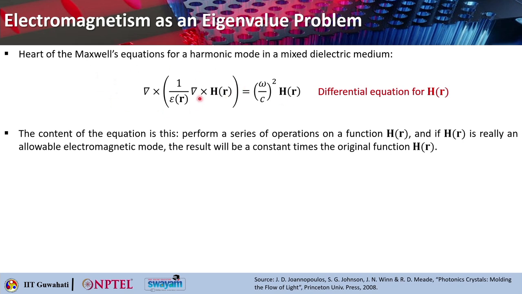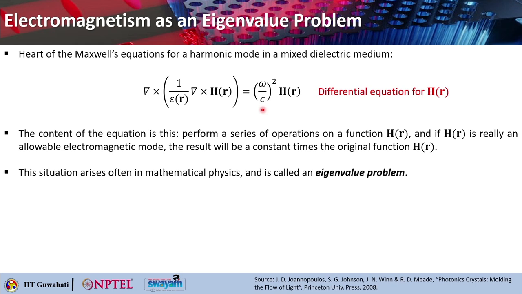Okay? So, what is the function here? You first take a curl, then you divide that curl by epsilon r, and then again you take the curl of that entire quantity. So, you are performing a lot of operations on the magnetic field, and at the end what you get is again that magnetic field function times a constant. So, this kind of situation arises often in mathematical physics, and these are called eigenvalue problems.